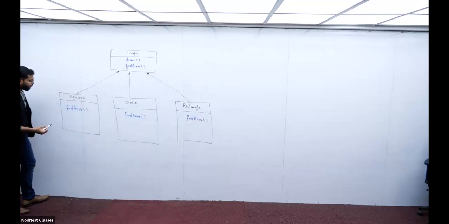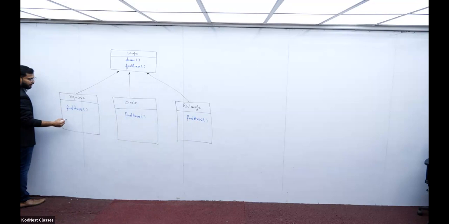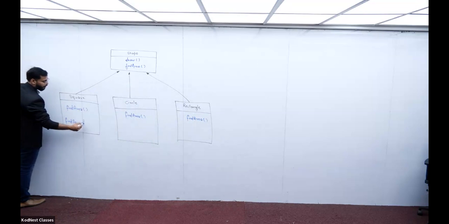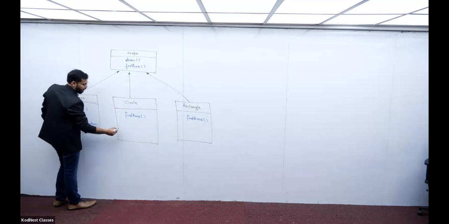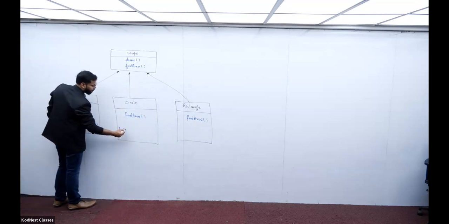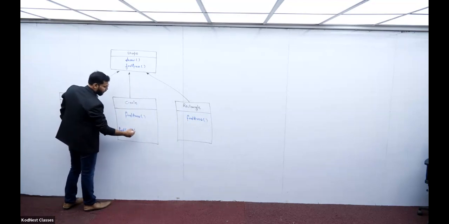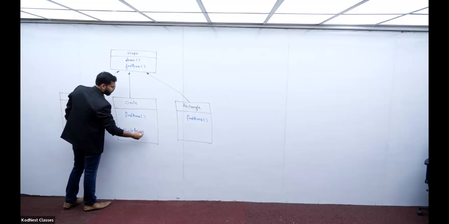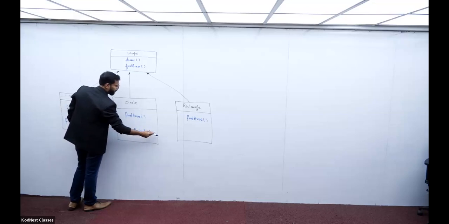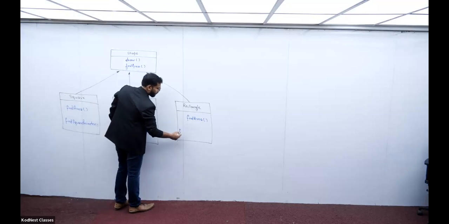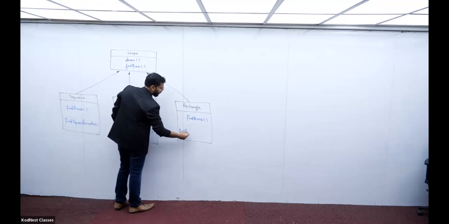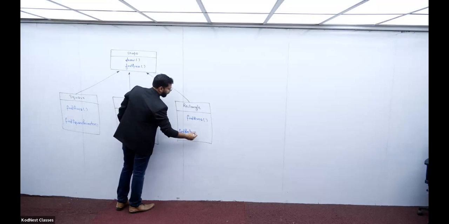Along with this, we have to write few more methods. So here I will tell find square perimeter, one method. Next, here I will tell find circle circumference, or here again I will tell the same thing, perimeter. It is actually circumference, maybe I will tell perimeter. And here also I will tell same thing, find rectangle perimeter.